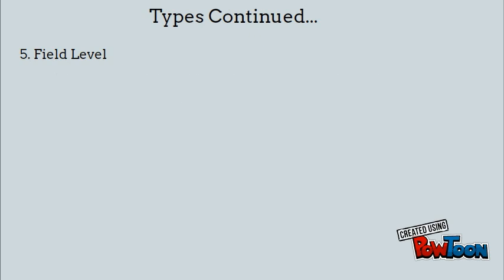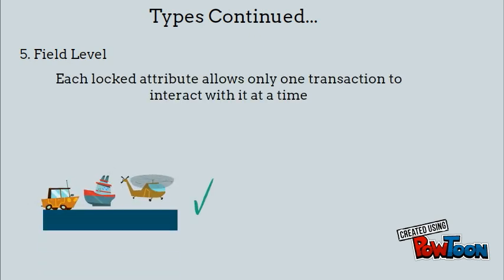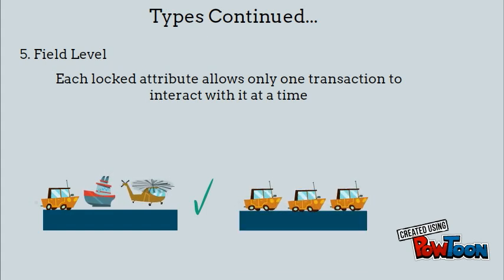Field level locking allows concurrency control to perform operations on the same row as long as the fields are different. Field level locking is the most flexible and the least restrictive of all the levels of locking.